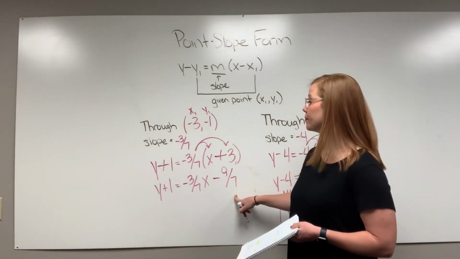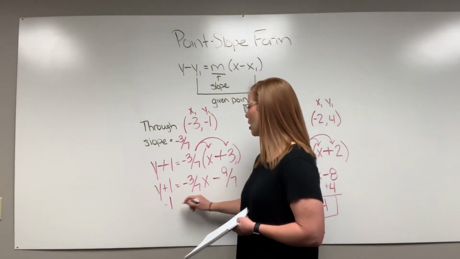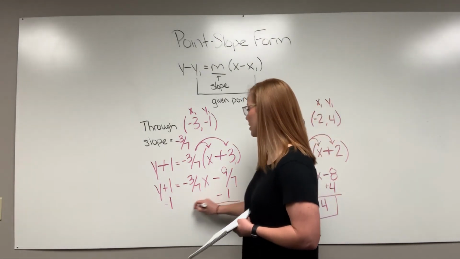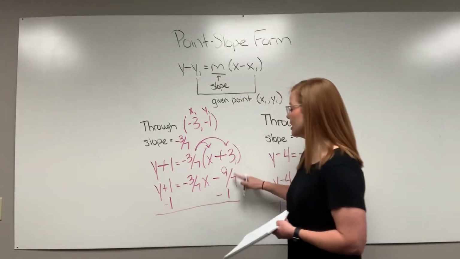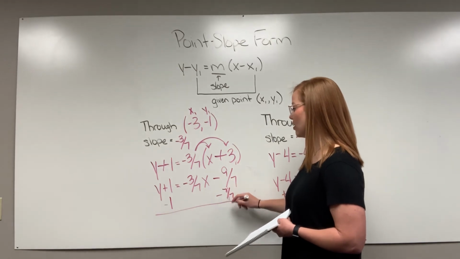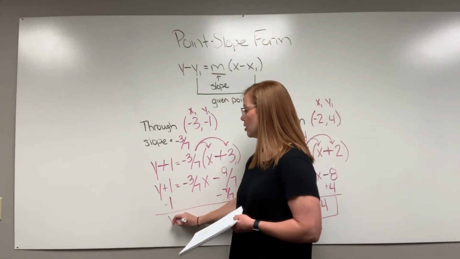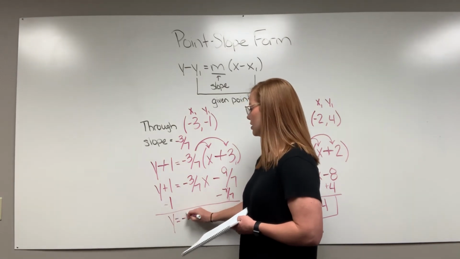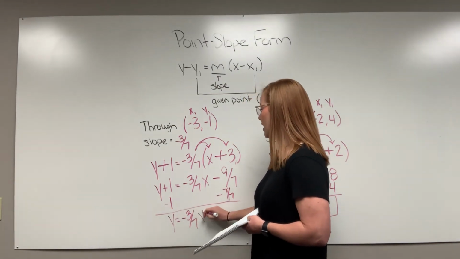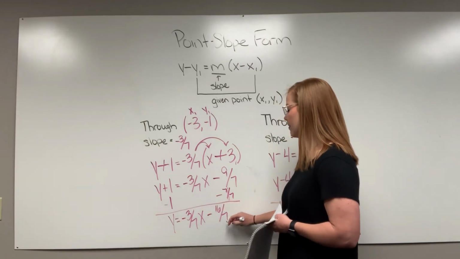That's okay. Last step, isolate your y using opposite operations. Subtract 1, subtract 1. Since I'm dealing with a fraction over here, I'm going to go ahead and change that to a negative 7 over 7 because it gives me a common denominator. So we get y equals negative 3 over 7x minus 16 over 7.